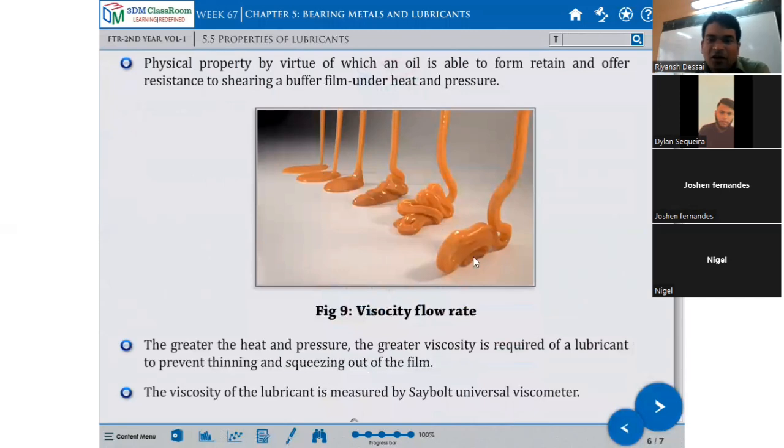So this is the highest viscosity. This may be lower than this. This may be lower than this. This is low, and the lowest viscous oil is this. Here is an example of viscosity flow rate.